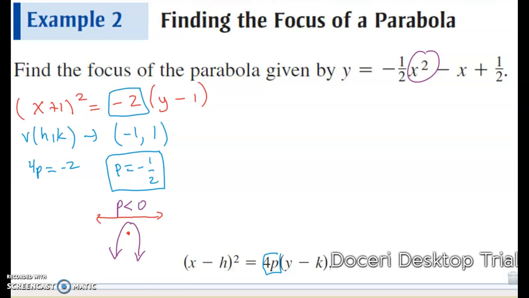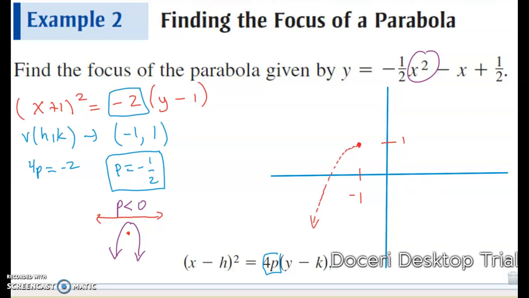So let me go ahead and put an axis here. If I graph the vertex, I have negative 1 and then 1. So the vertex is right here. I know it's going to open down. I'm going to go something like this.